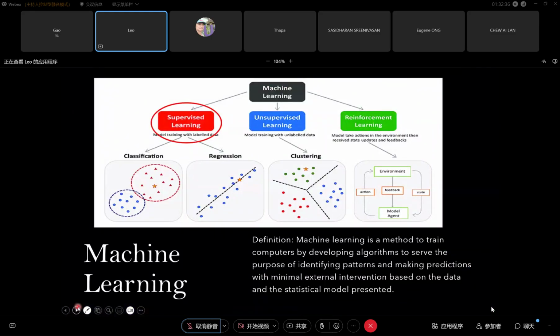Right. So the other topic is machine learning. Machine learning is a method to train computers by developing algorithms to serve the purpose of identifying patterns and making predictions with minimal external intervention, based on the data and statistical models presented. The reason I highlighted supervised learning here is because in my studies, I'll be mainly focusing on supervised learning, because we are dealing with well-labeled data. It's not unlabeled data.